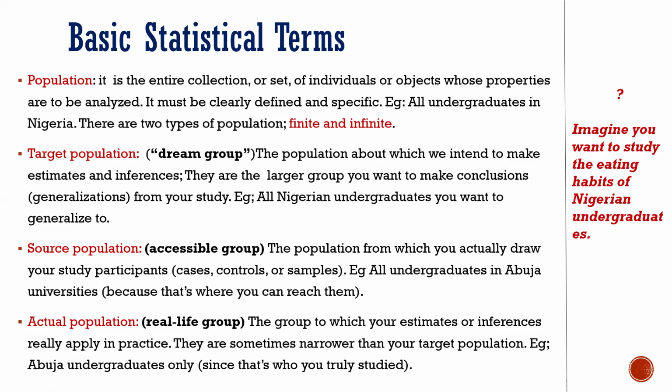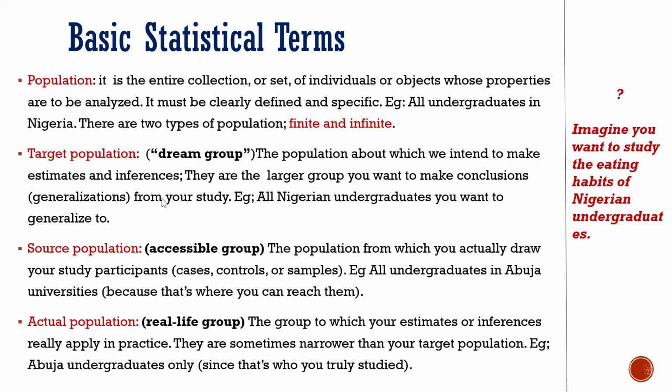So we have what we call the target population. What is the target population? It's just like a dream group. They are the group of individuals or objects that we intend to make estimates, inferences or decisions on. They are the larger group that we want to make generalizations to from our study.